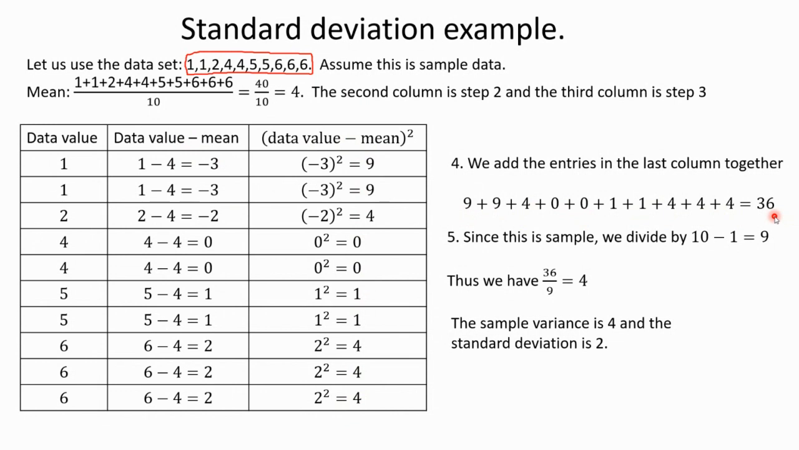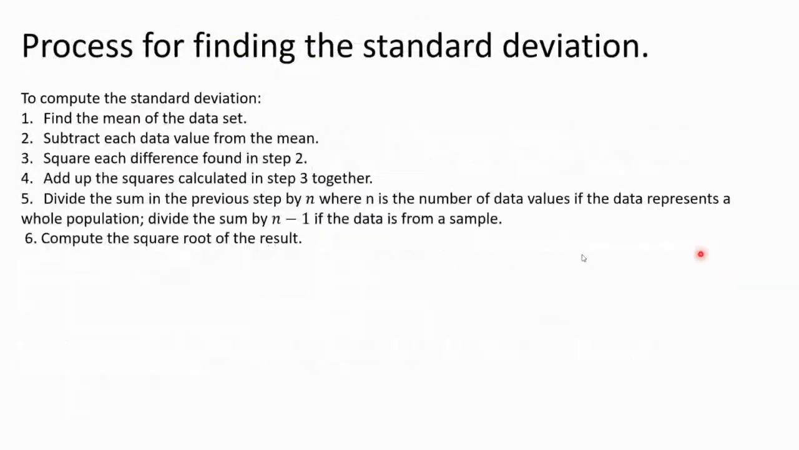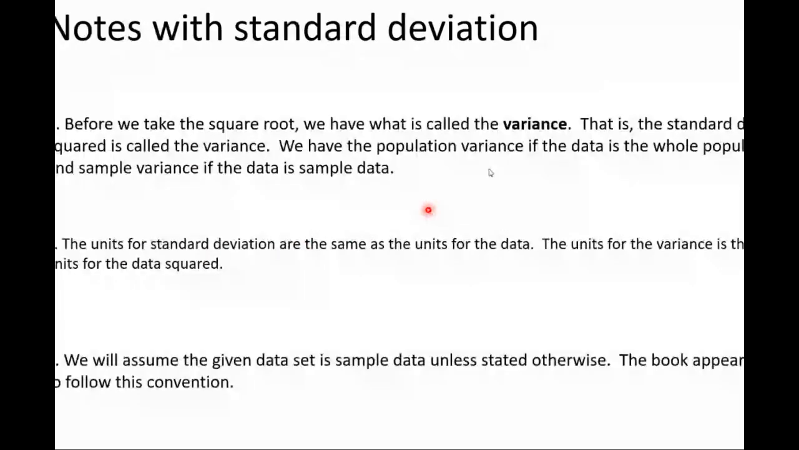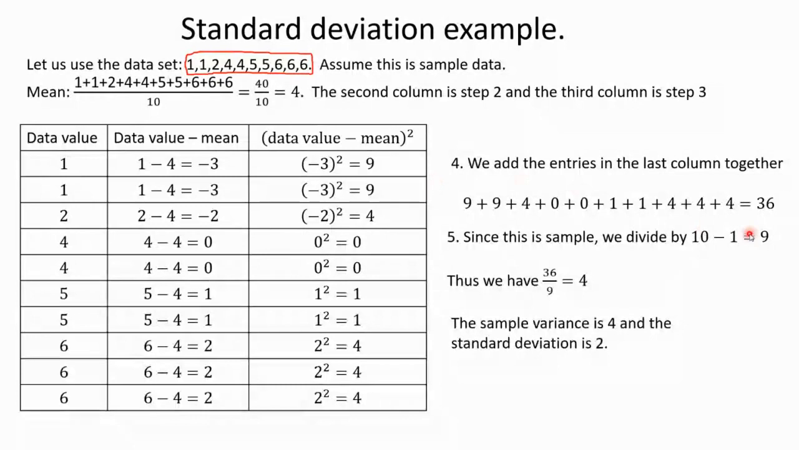So step 5, we have to divide. Now here, this is sample data, so we're going to divide by n minus 1, where n is how many data values there are. So in this example, n is 10, so we're dividing by 9. And we get 4.